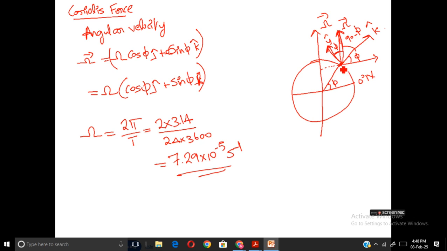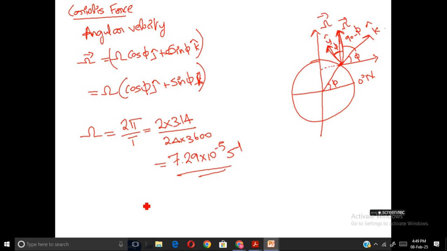Earlier it was wrong. So this will be phi, this will be the k direction, this will be y, this will be the direction of omega. It will be just parallel to this line. Omega will be parallel to this north-south direction. I think the figure is clear now. So omega will have two components, which will be omega cos phi j plus sin phi k along the k direction. And the value of omega is 7.29 into 10 raised to minus 5 second inverse. So this is the angular velocity.